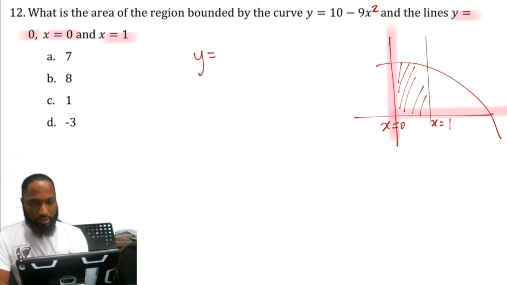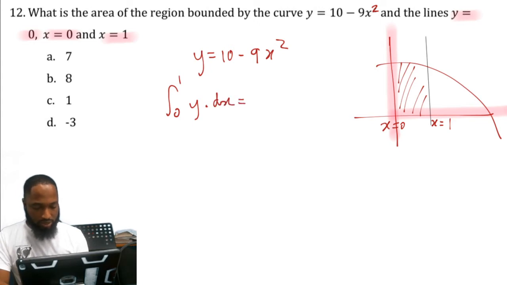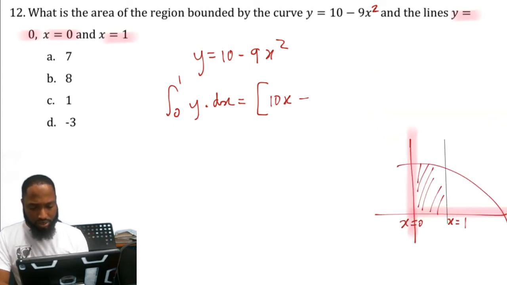So it'll be like y is equal to 10 minus 9x squared. So the integral between 0 and 1 of y with respect to x is equal to, when you integrate 10, you get 10x. So 10x minus, integrate this, you'll go to 3, and you have to divide by 2.